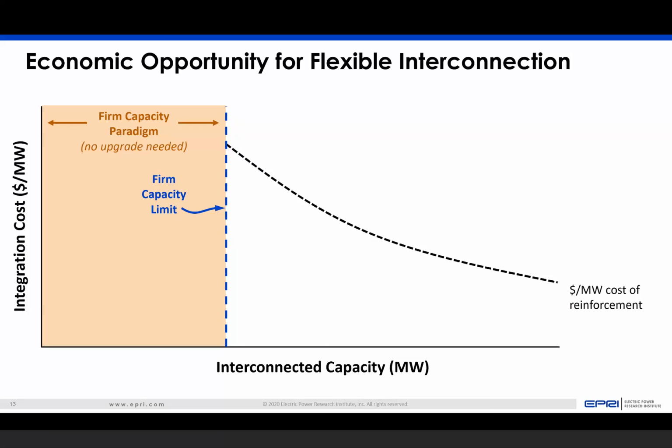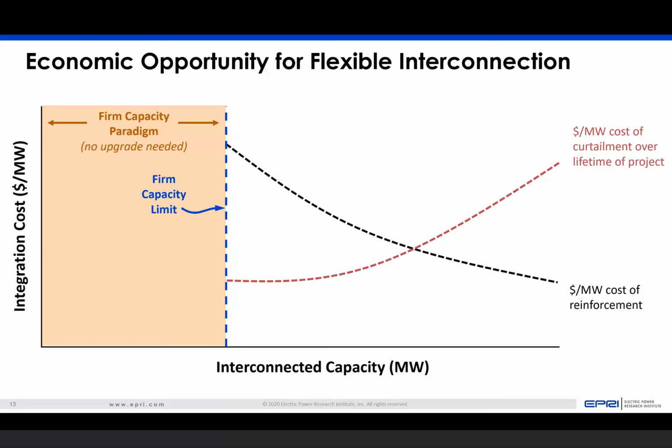If we advance the slide one more, the alternative solution is to, at the firm capacity limit, provide some amount of cost for communication and controls, again, depending upon the specific scheme that might be needed. And then as capacity increases, using a flexible interconnection agreement, you start exceeding those time-varying grid export limits more and more, increasing the amount of curtailment and thus the cost per unit of interconnected capacity over time.